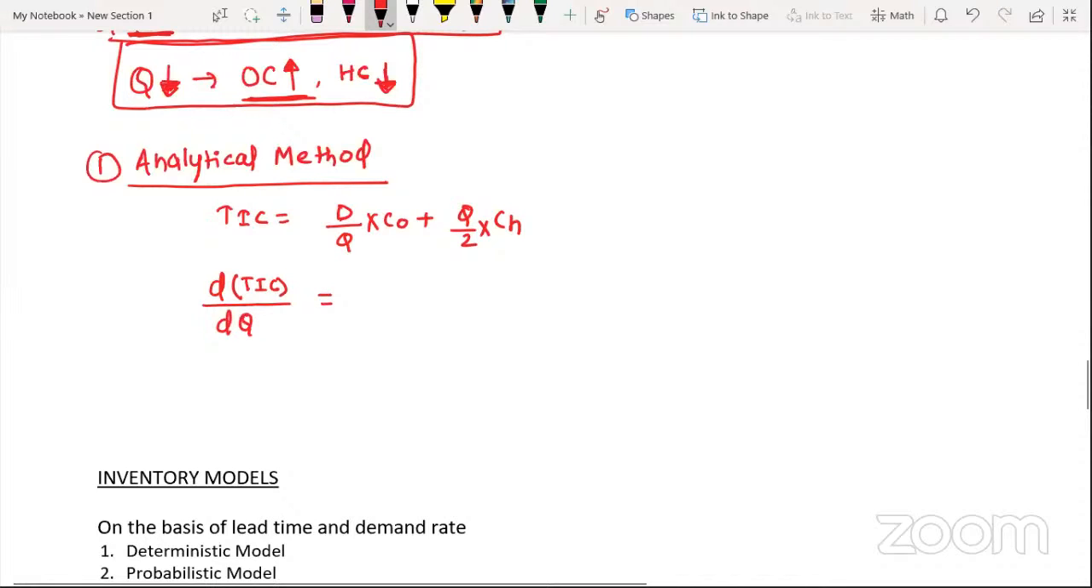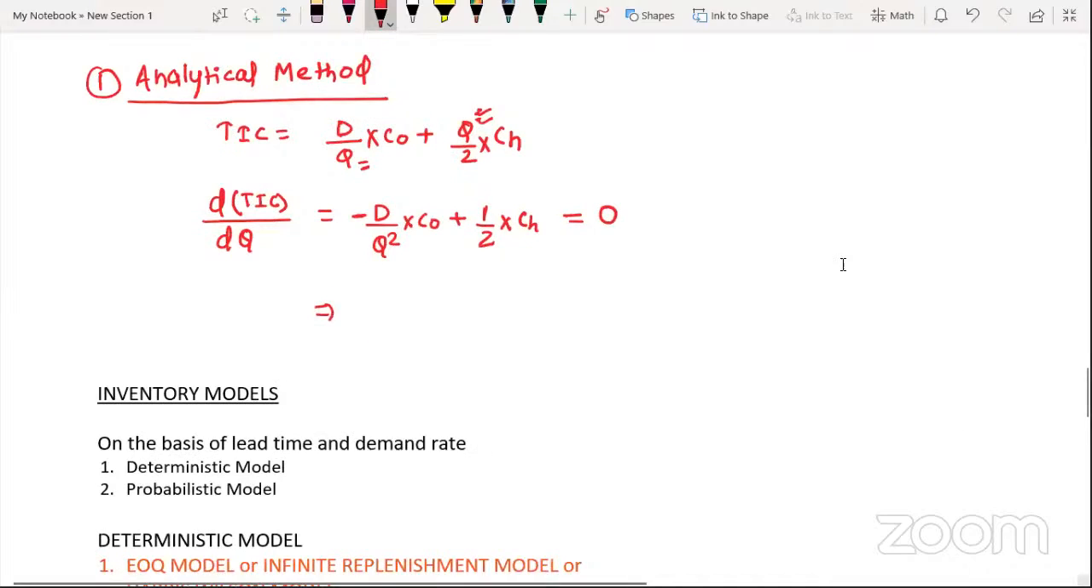So what will you get? The first term is just like 1 by x, where x is the variable and everything else is constant. Differentiation of 1 by x is minus 1 upon x square, so it will be minus D upon Q square into C naught. The second term is just like x, whose differentiation is 1, so you get 1 by 2 into CH. Now we put it equal to 0 and solve for the value of Q.